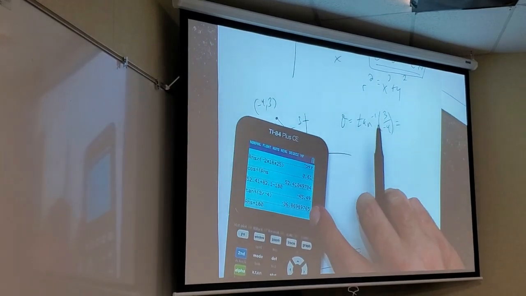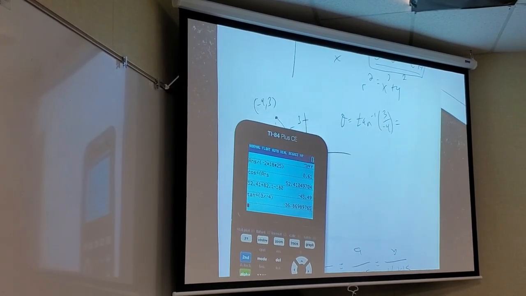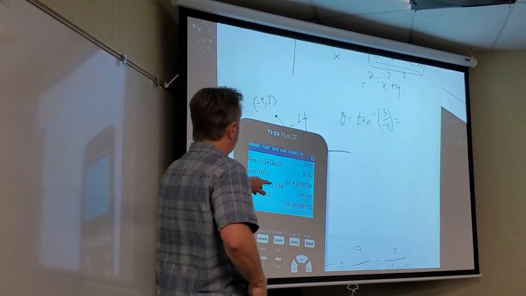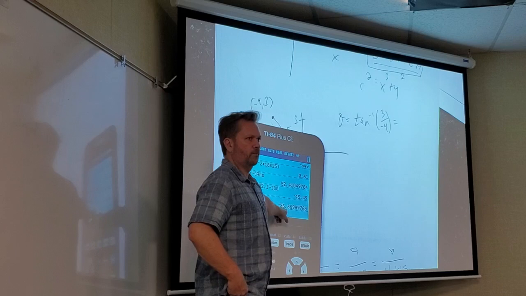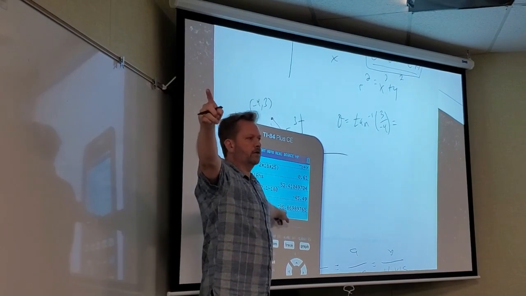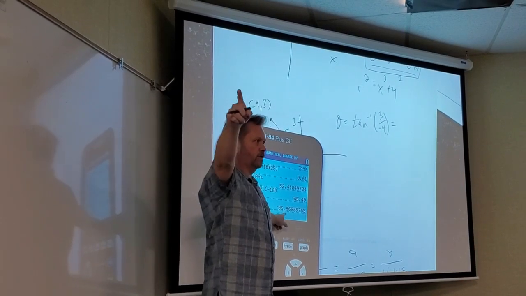Because the answer it gave us is in the fourth quadrant. Does everyone agree with me? Because of everything I just said, our answer has to be in the second quadrant.